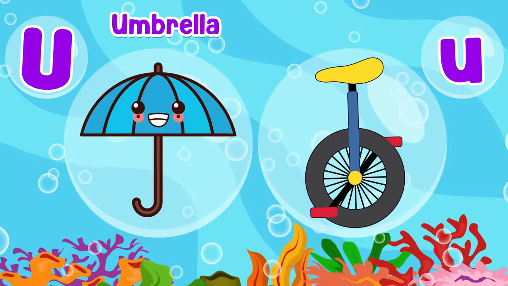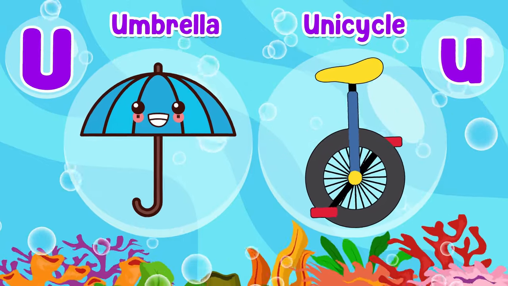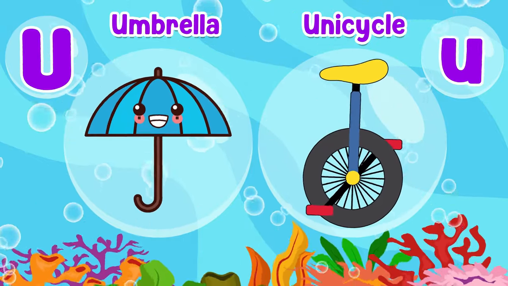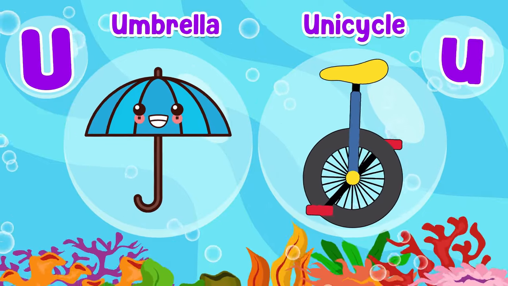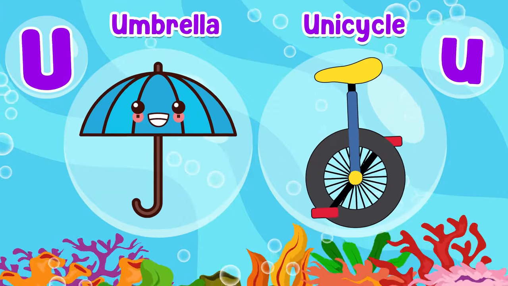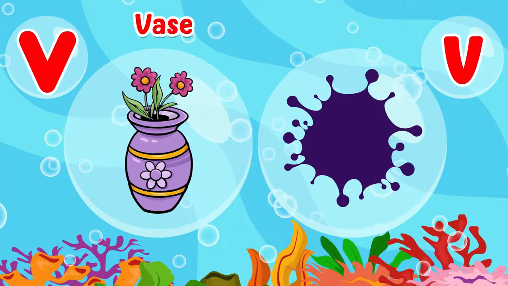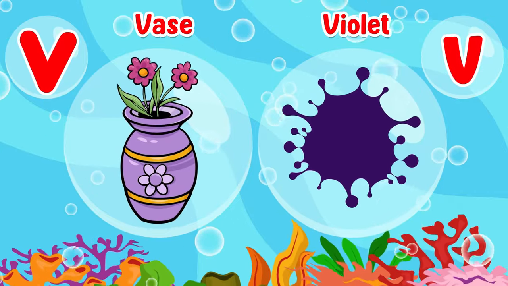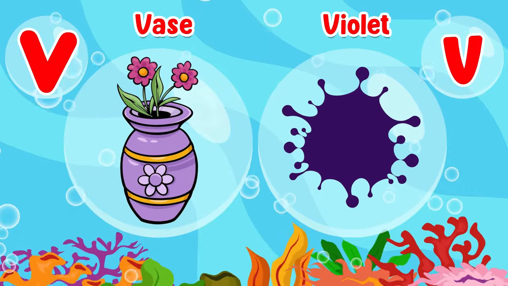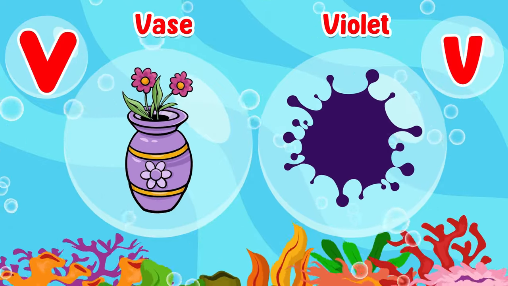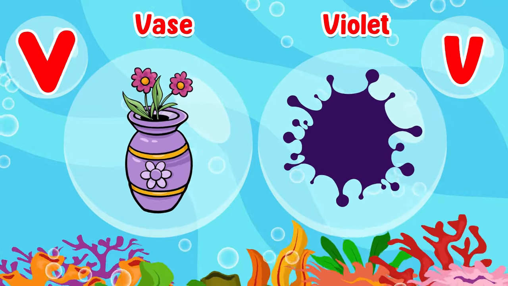U is for umbrella, umbrella. U is for unicycle, unicycle. U is for umbrella. U is for unicycle. V is for vase, vase. V is for violet, violet. V is for vase. V is for violet.